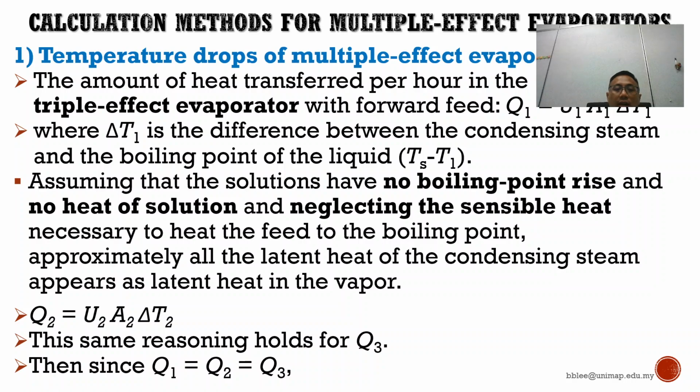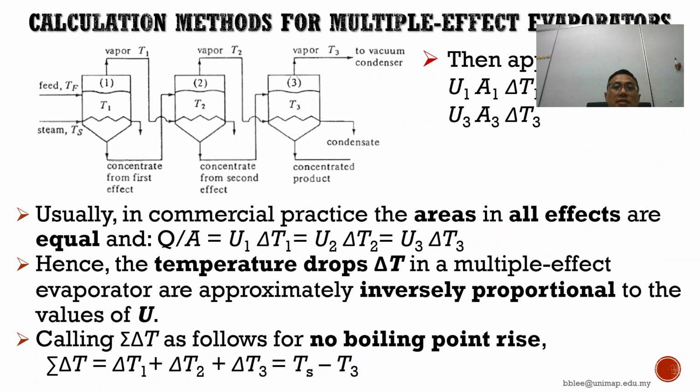Now the same reason holds for the third evaporator, Q3. Because there is no heat loss and no heat generation, obviously the Q in the first effect is equal to the Q in the second effect, and is also equal to the Q in the third effect. So the three evaporators have the same amount of heat transfer. The rate of heat transfer is the same in the three evaporators.